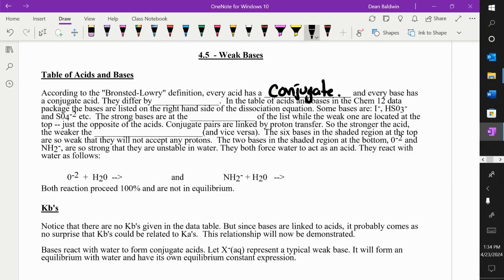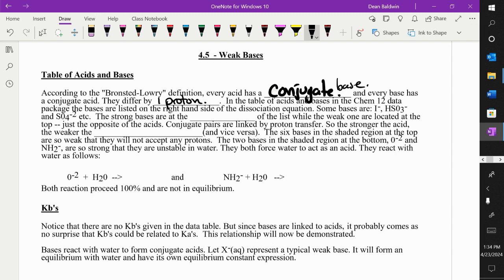Okay. And every base has a conjugate acid. They differ by how many protons? One proton, right? Because you've donated a proton or you've accepted a proton. I should say conjugate base there, shouldn't I? Instead of just conjugate. Okay.